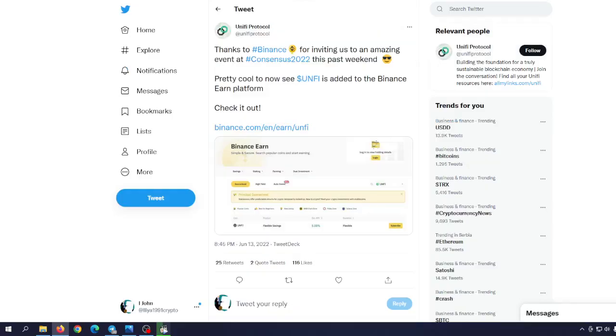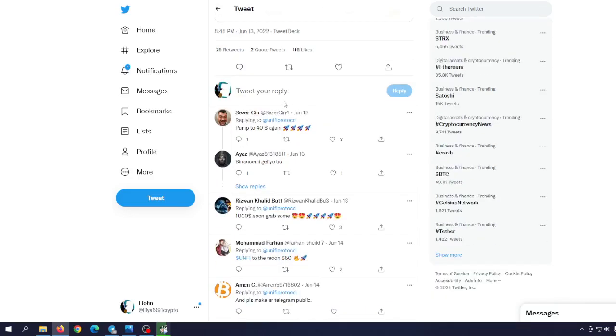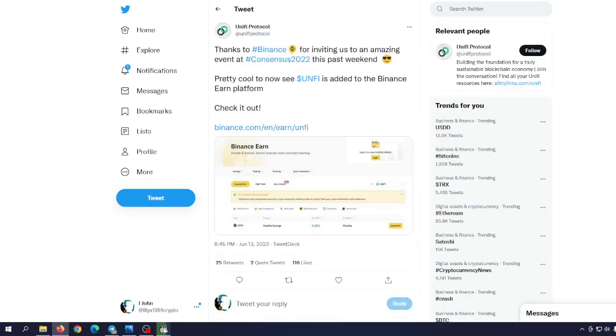Some great things are happening, actually. Thanks to Binance for inviting us to an amazing event at Consensus 2022 this past week. Pretty cool to now see Unifi added to the Binance Earn platform. So that's right, you can stake and earn, of course, on Binance if you want to stake your Unifi protocol. So good thing for Unifi. More platforms started to recognize potential, and of course, you don't need me to tell you how great it is to have Binance on your back.